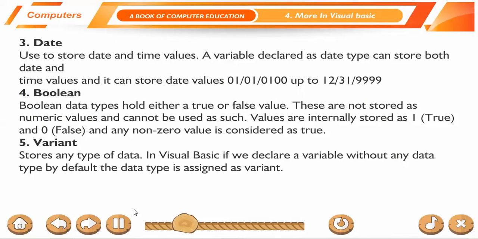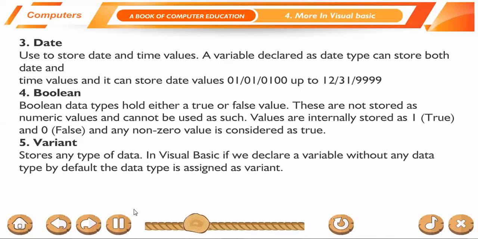Date. Used to store date and time values. A variable declared as date type can store both date and time values, and it can store date values 1, 1, 100 up to 12, 31, 9999. Boolean. Boolean data types hold either a true or false value. These are not stored as numeric values and cannot be used as such. Values are internally stored as 1, true, and 0, false, and any non-zero value is considered as true.